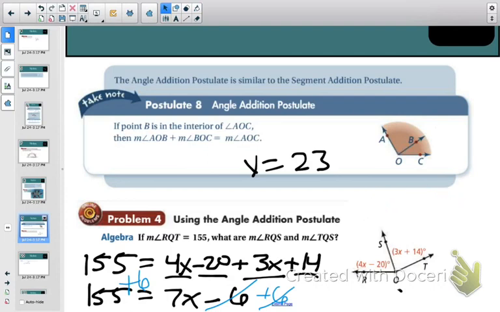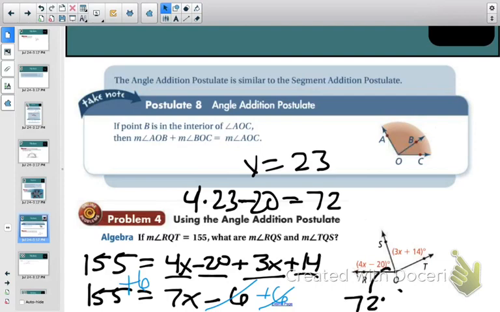So 4 times 23 minus 20 is going to be the first one. So that will be 72. So this angle right here is 72 degrees. And then we know that they add up to 155, so I can just do 155 minus 72, or I can plug in 23 to here as well. That's going to be 83. So that angle here is 83 degrees. Okay. That's the angle addition postulate.